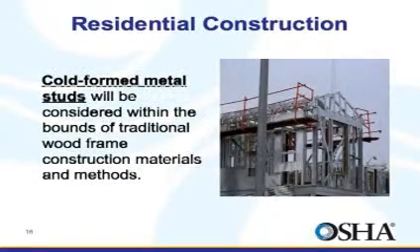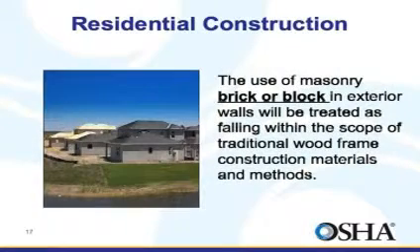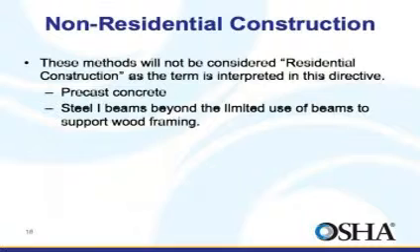Homes built using cold-formed or light-gauge steel metal studs will be considered within the bounds of traditional wood frame construction material and methods. Homes built with masonry brick or block exterior walls will also be considered to meet the residential construction definition. However, construction activities that involve the use of precast concrete or steel I-beams beyond the typical use to support wood framing will not normally qualify as residential construction.